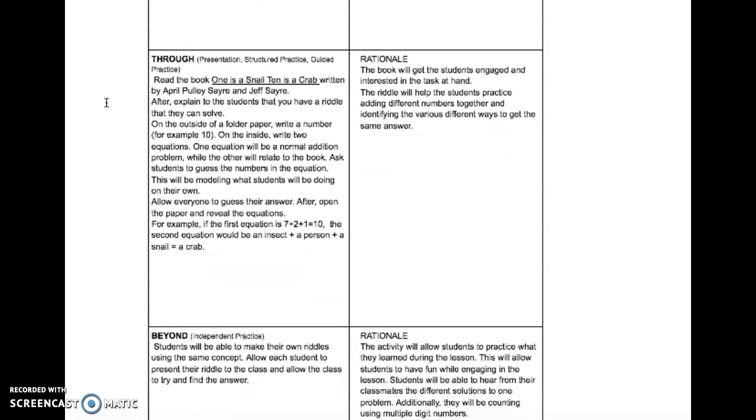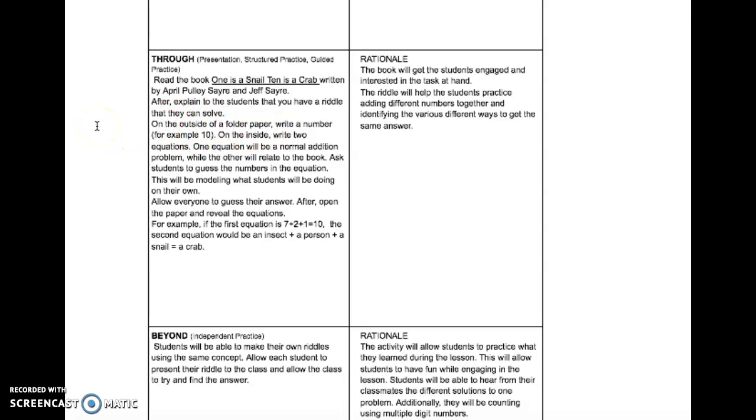So once you're going to read the book, 1 is a snail, 10 is a crab, written by April Pulley Sayre and Jeff Sayre, to the students. After, explain to the students that you have a riddle that they can solve. And you are going to complete your riddle before you do the actual lesson. The students will complete theirs after. So make sure you have your riddle ready.